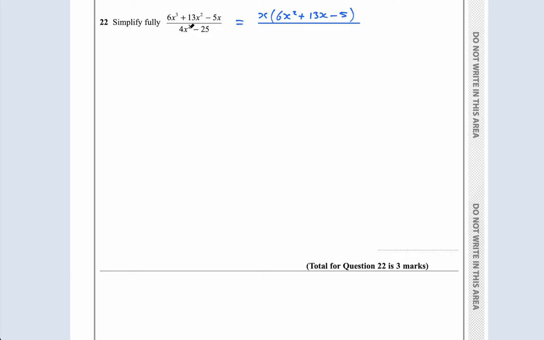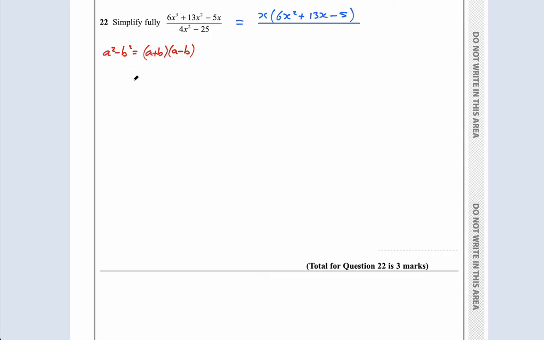The denominator, now this, guys, hopefully is becoming familiar to you. This is a difference of two squares. If you have a squared minus b squared, you can write this as a plus b times a minus b. This is the difference of two squares. You can factorize it.